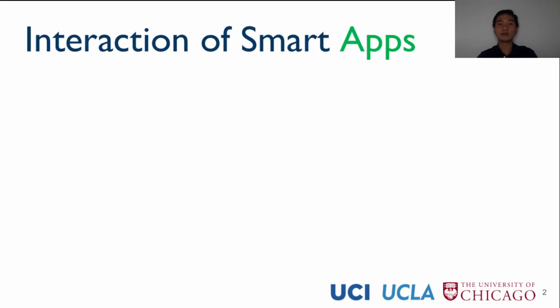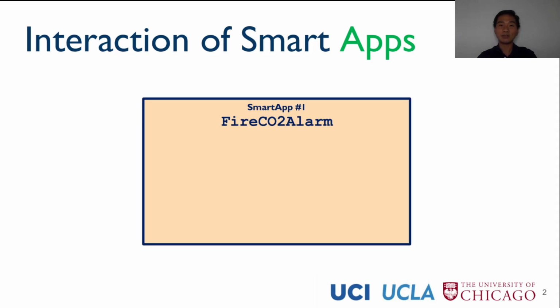In this work, we focus on the interaction between smart home apps. Modern smart home environments allow the users to write and install apps to control smart home devices and perform certain tasks. Let's take a look at this example. Let us suppose that we have app 1, fire CO2 alarm. The task performed by this app is turn on the alarm and unlock the front door when the sensor detects that there's a fire. Let's also suppose that we have another app, app 2, lock it when I leave.